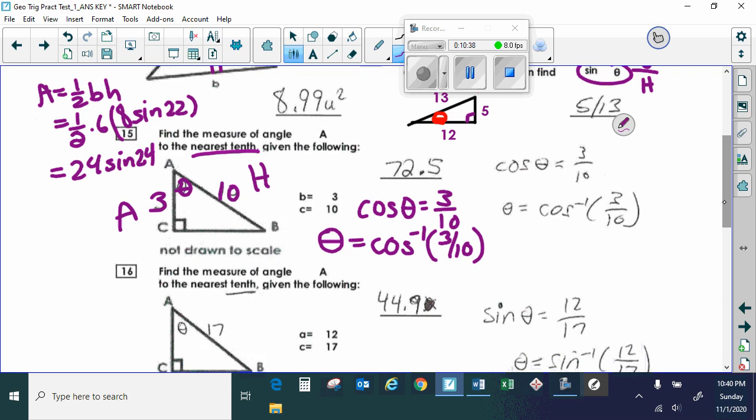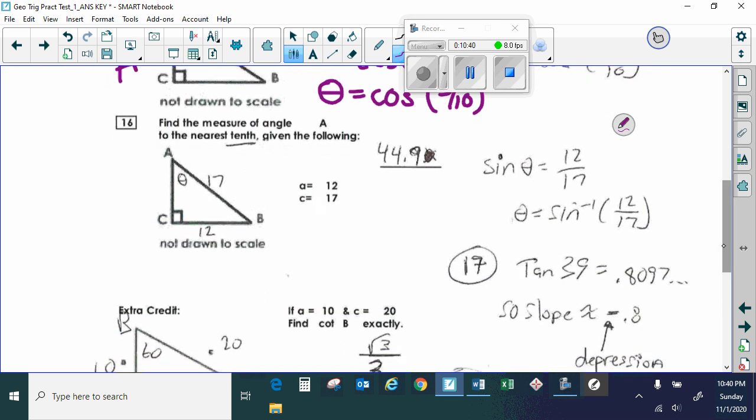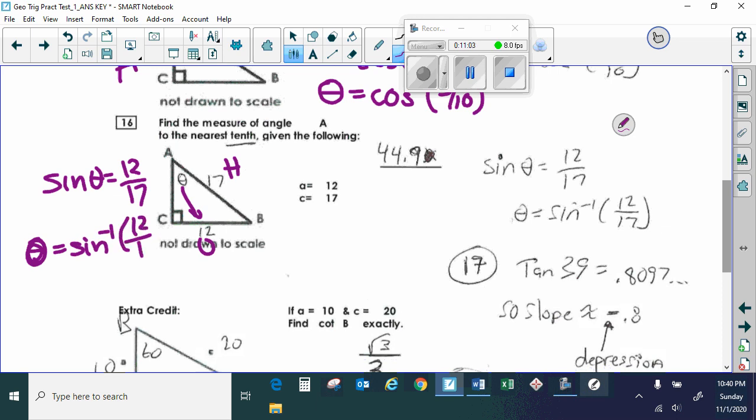All right, 16. Find the measure of angle A to the nearest tenth, given little a is 12 and little c is 17. So now we're talking the opposite over the hypotenuse. So that's sine of theta equals 12/17. Again, I get rid of sine with inverse sine. So I have theta equals inverse sine of 12/17. Put it in a calculator and you get 44.9 to the nearest tenth.